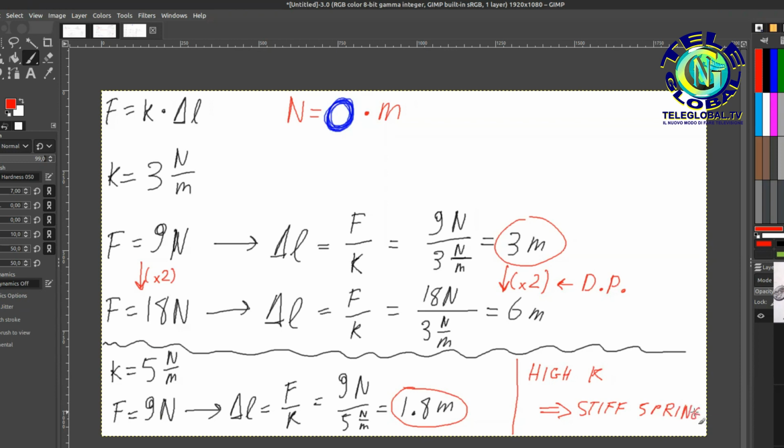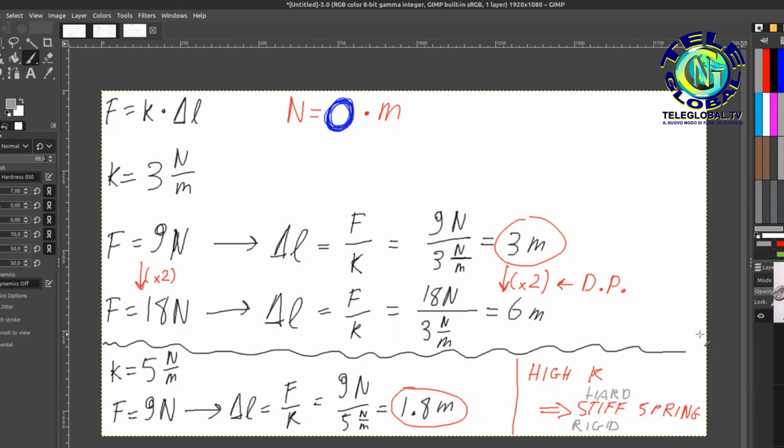It's more rigid. Okay. What does it mean? What does rigid mean here? What's the meaning? It's hard.